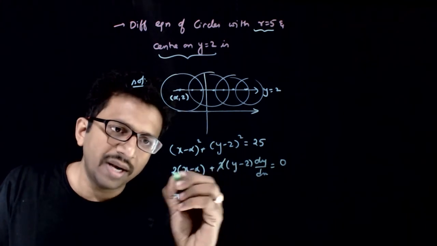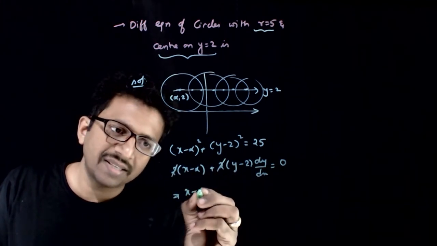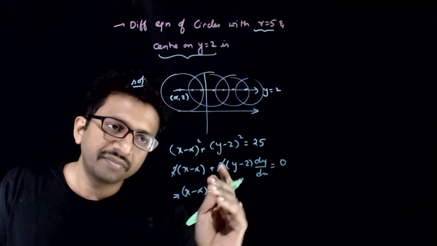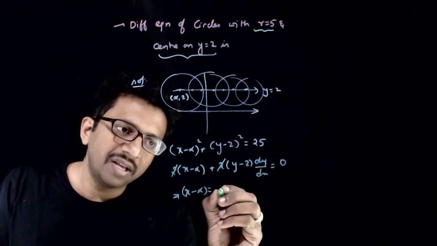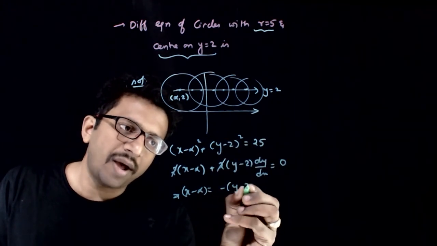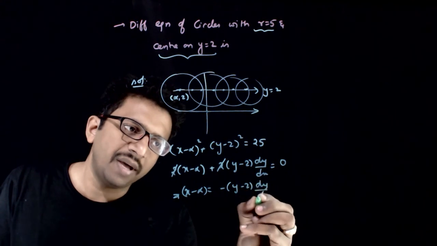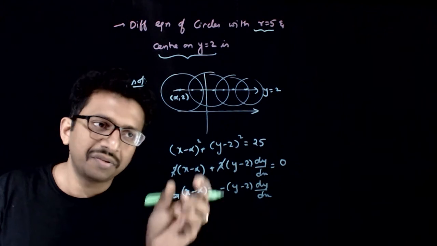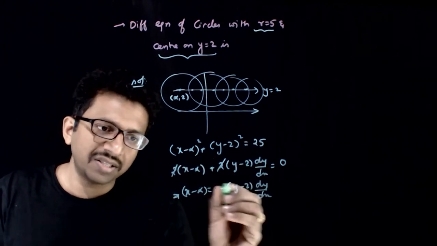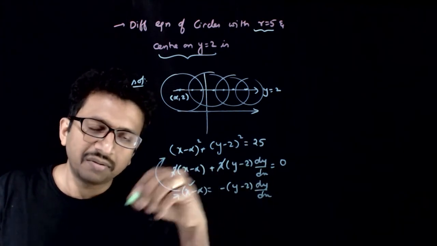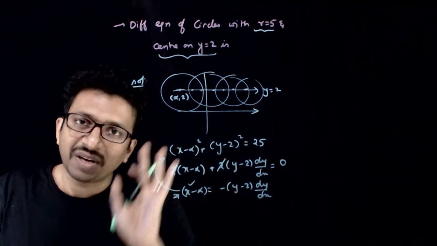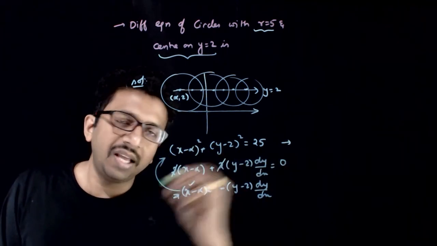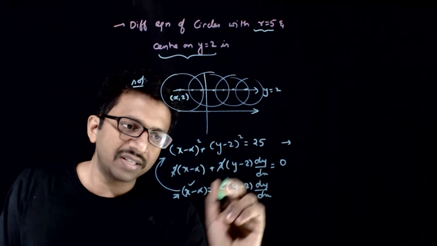Hence, this 2 and this 2 get cancelled. So x minus alpha is equal to minus of (y minus 2) times dy by dx. So I got the value of x minus alpha. So if I want to eliminate alpha from this equation, I just need to substitute this in the place of x minus alpha, right?